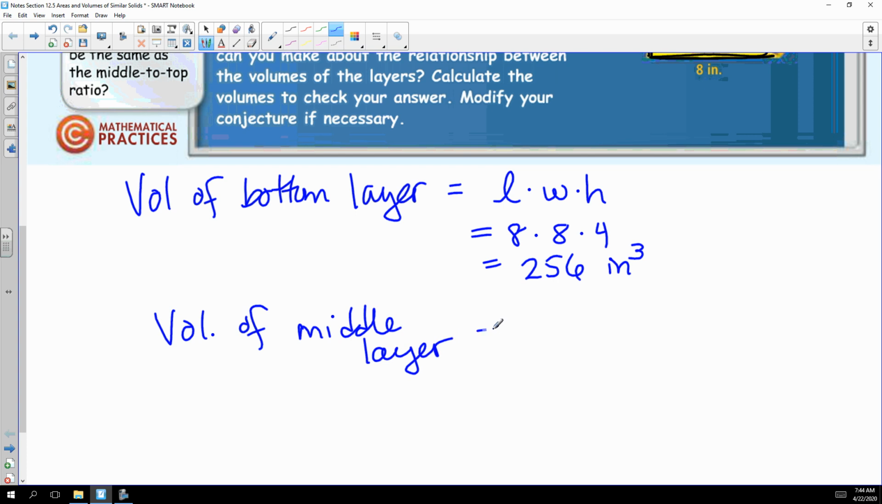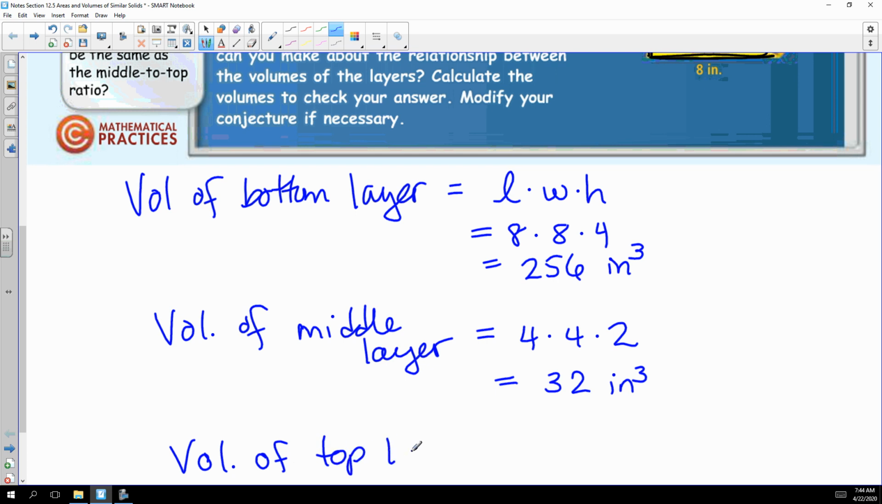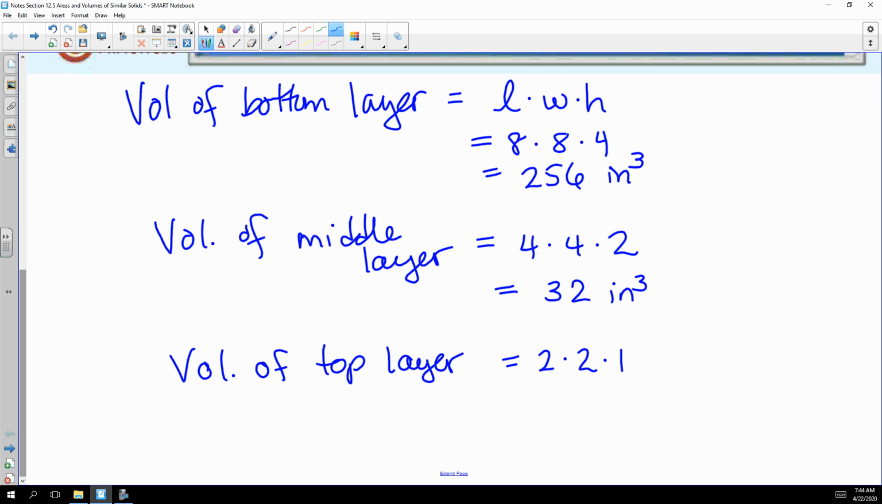Okay, now let's do the volume of the middle layer. And then we halved each dimension. So now we're going to do 4 times 4 times 2, and we're going to get 32 cubic inches. And we're going to do the volume of the top layer. We're going to multiply 2 times 2 times 1, obviously, and get 4 cubic inches.